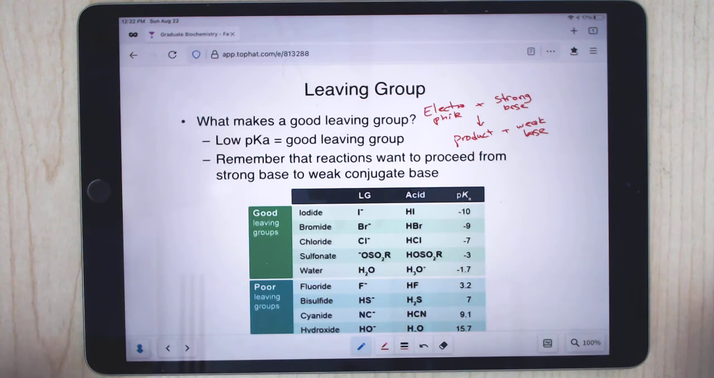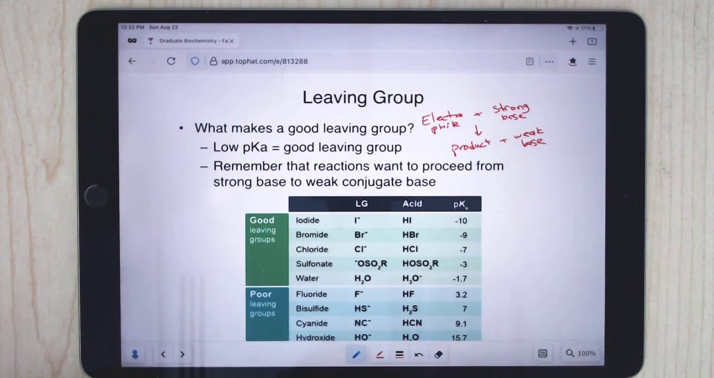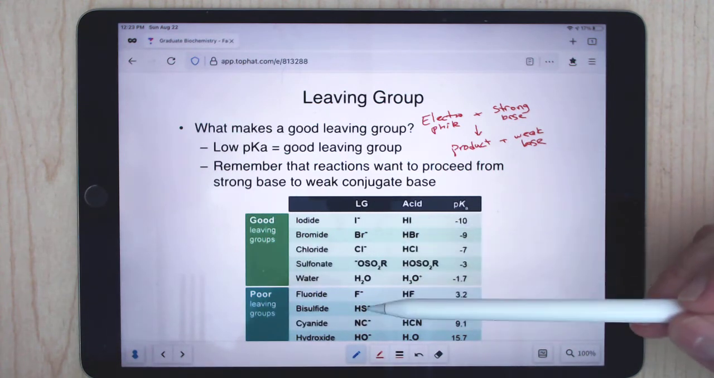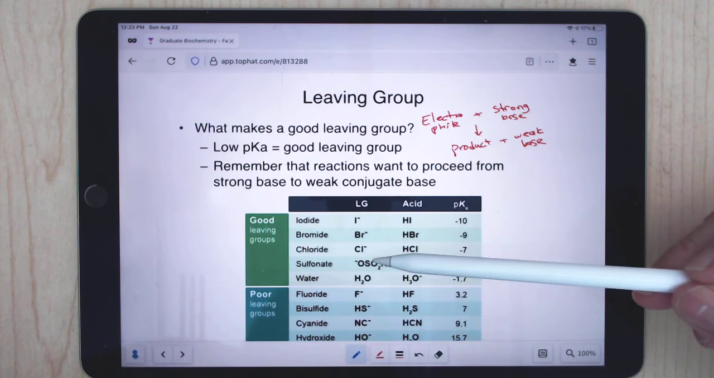It's going to want to produce a weak base, because otherwise the reaction would just go in the opposite direction. If you produce a strong base, that means you've also produced a strong nucleophile, and therefore it would want to run backwards. And so typically strong acids are the ones that give the good leaving groups. So the halides, except for fluorine, are really good leaving groups.